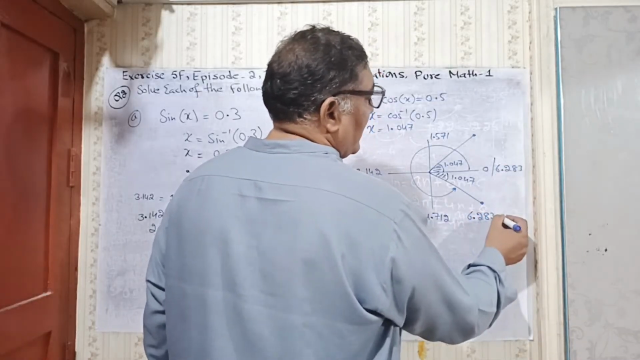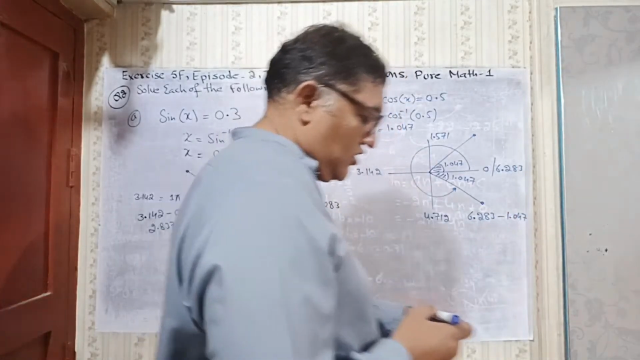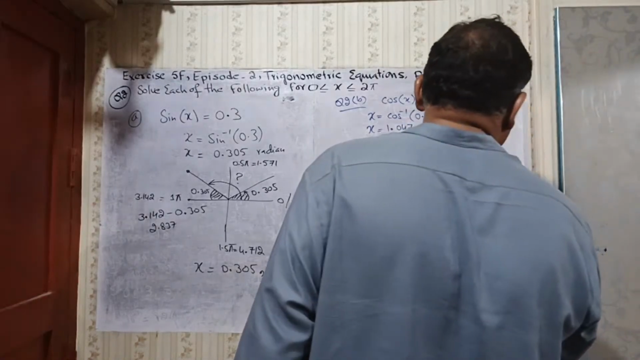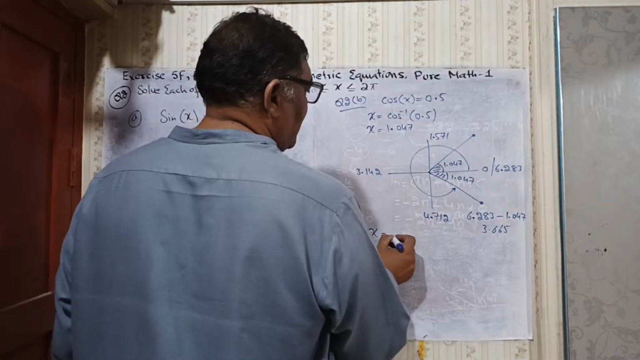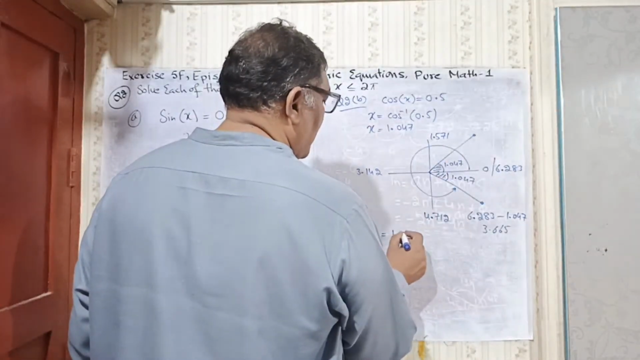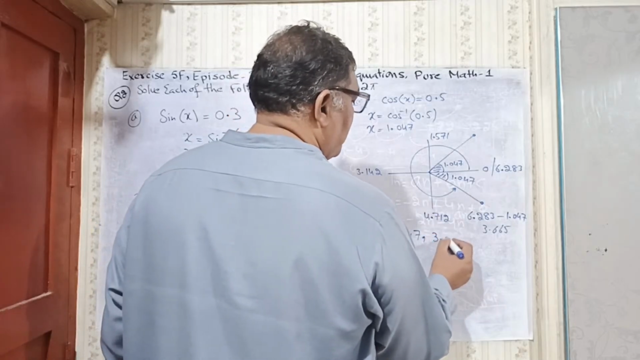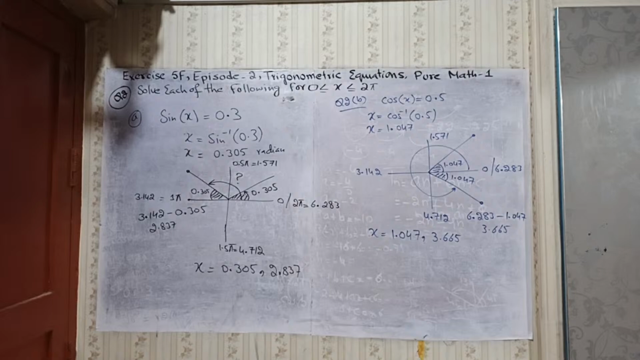This angle will be 6.283, which is 2 pi, minus the base angle, which is 1.047. So we will use our calculator. 6.283 minus 1.047 equals 5.236. So this is 5.236 radians. So my x will have two answers. One is the angle in the first quadrant, which is 1.047, and the other in the fourth quadrant, which is 5.236 radians. The unit we are using here for the angle is radians.